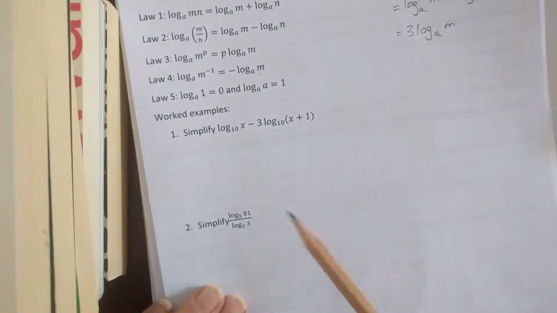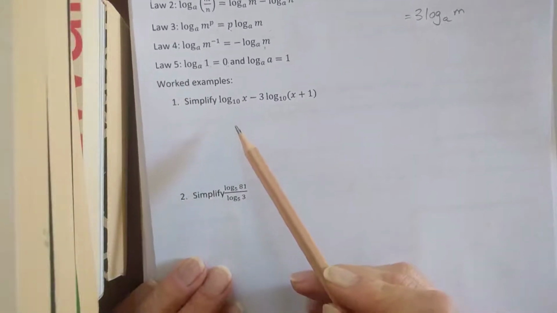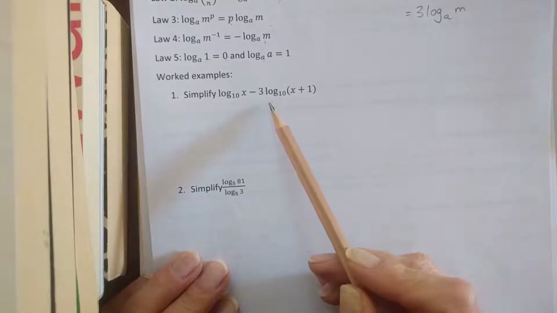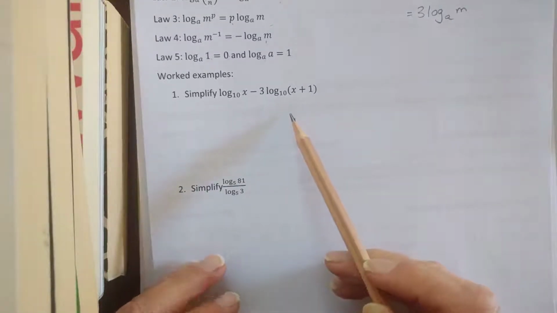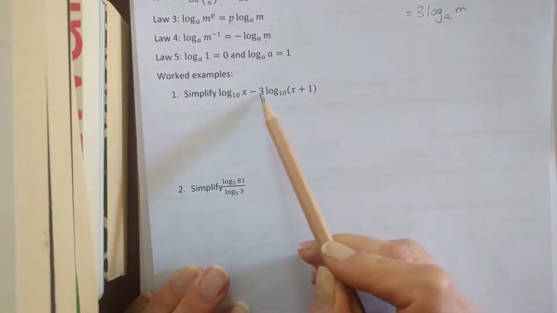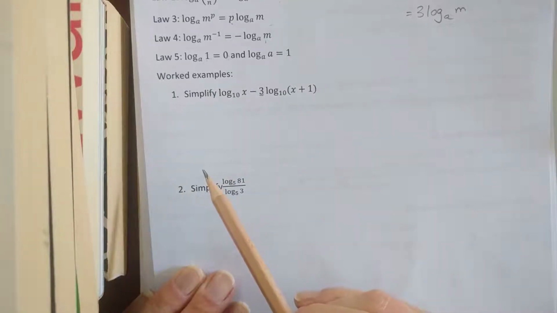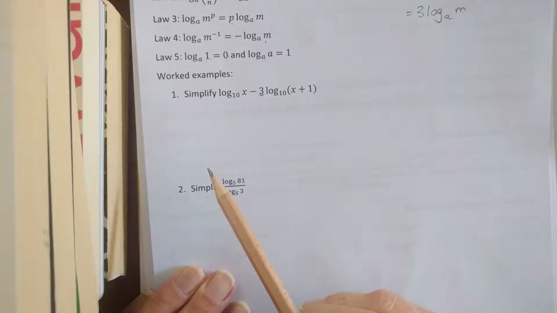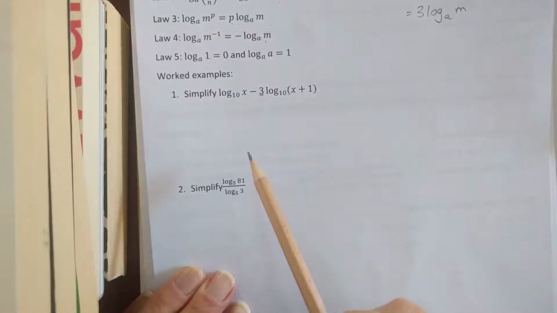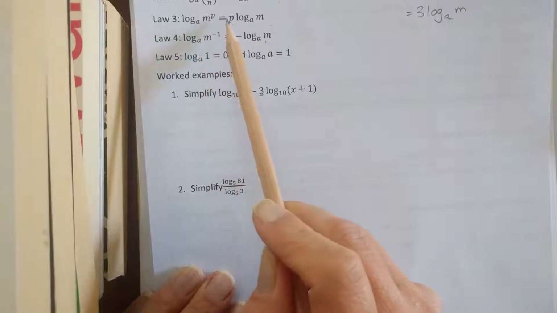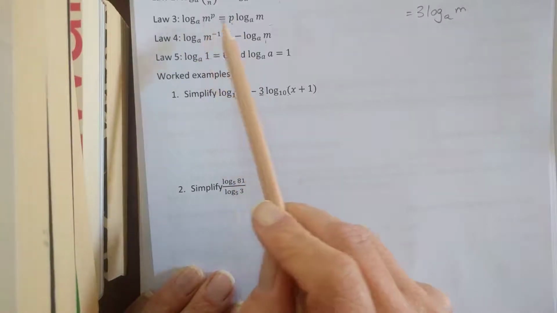So let's do some examples. We're going to simplify log base 10 of x minus 3 log base 10 of x plus 1. First thing I want to do is, I've got this constant out the front, and I can't collect these together while I've got a 3 out the front. So I'm going to go to my third log law, and of course these work both ways.